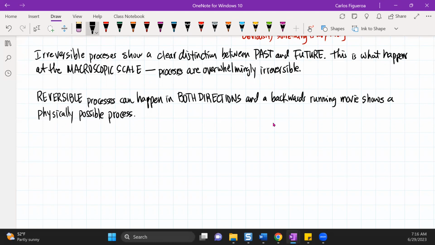So here we go. What we know here is that interactions at the molecular level, you know what? I think I'm going to make that big. At the molecular scale, are reversible.